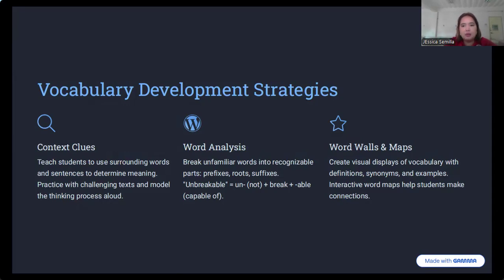Another one is word walls and maps. Sometimes in a certain classroom, we try to display vocabulary, definitions, synonyms, and examples so that it would help them remember the words. So the interactive instructional materials that are posted inside the classroom are also one way of developing the vocabulary skills of our students. Not only with that, but we try to integrate it inside the classroom.